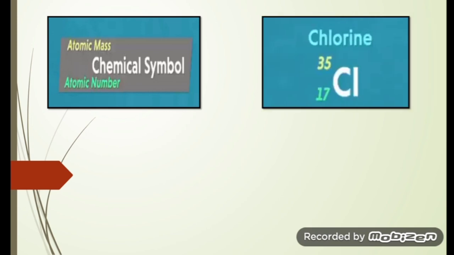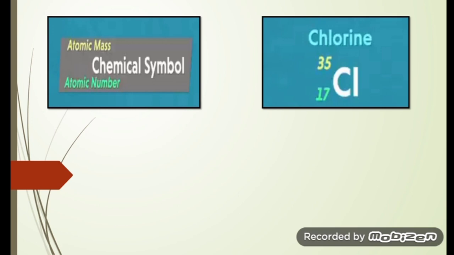If we take the example of chlorine, here we can say that the atomic mass of chlorine is 35 and the atomic number of chlorine is 17. So in this way, the atomic mass of one type of chlorine atom is represented. Now children, why did I say one type of chlorine atom? Are there any more types of chlorine atoms?